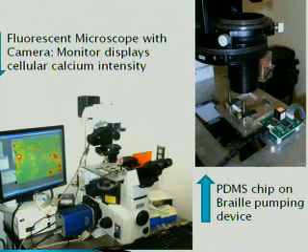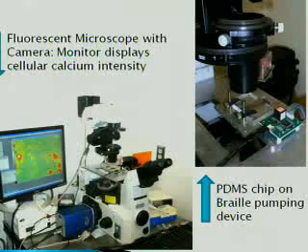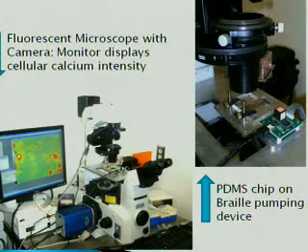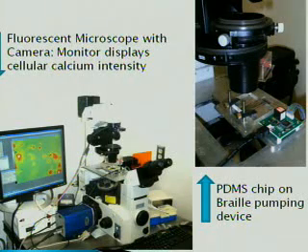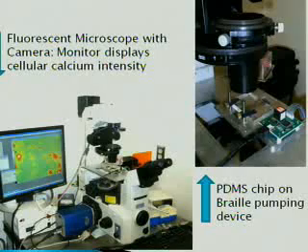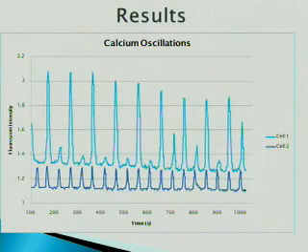We put the PDMS chip on the Braille device on the microscope, which you can see on the right, and then we hook up the Braille device to the computer and the camera. And using the camera, we can collect time-lapse fluorescent images. And if you look on the computer screen in the picture on the left, you can see splotches of yellow, red, and white, which corresponds to increasing intensity in the calcium concentration. From this, we can record and analyze the cellular calcium response.